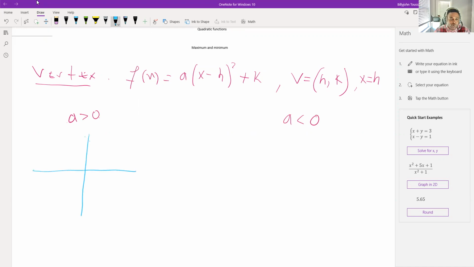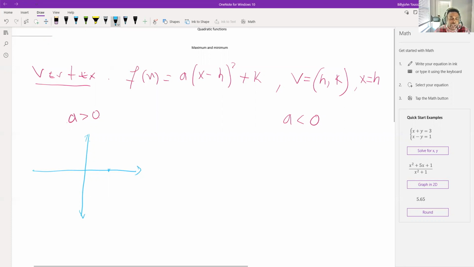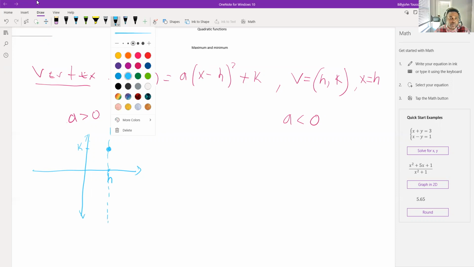So this is our coordinate plane here. Let's say that our h is positive, and our k is also positive, meaning that our vertex is somewhere over here, while our symmetry is right there.